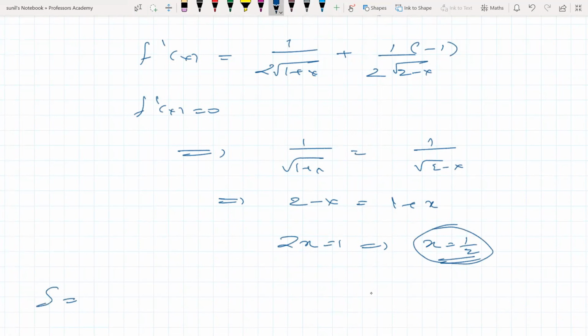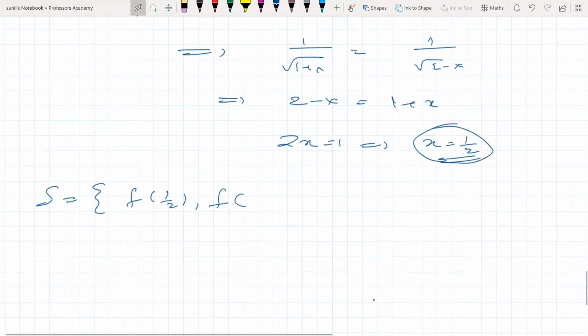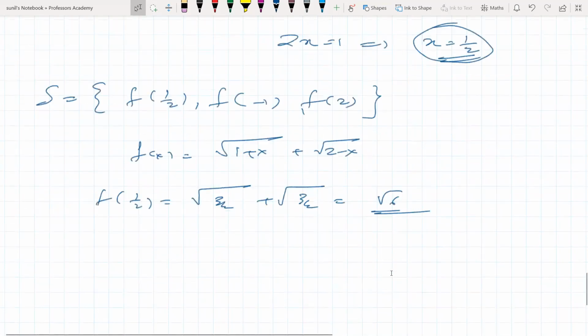So we are going to make this set S. We want to check f of 1 by 2, and the end points, meaning domain values minus 1 and 2. These are the points we want to check. f(x) equals root of 1 plus x plus root of 2 minus x. So f of 1 by 2 is root of 3 by 2 plus root of 3 by 2, which comes out to be root of 6. Next, f of minus 1 becomes root 3. f of 2 also comes out to be root 3.